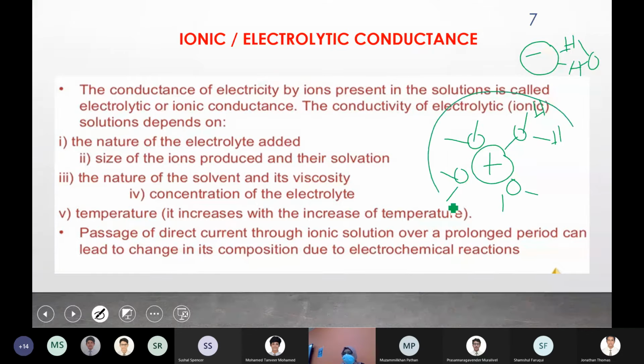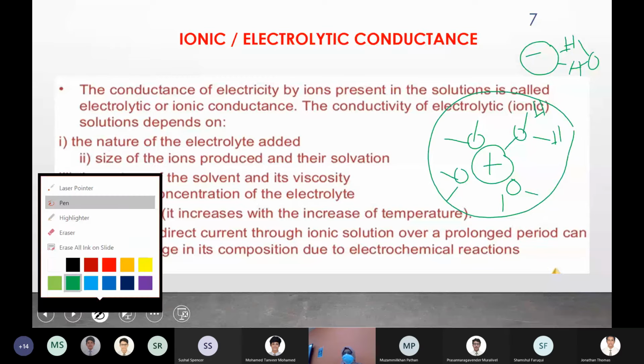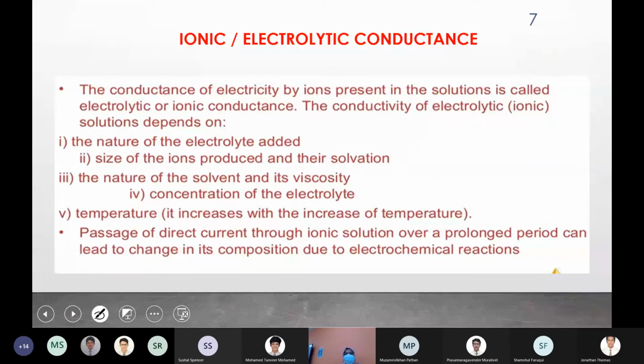Now the size of the molecule is different. All the ions may not make this kind of arrangement, but still that is also affected. That is why they say the size of ions or their solvation. That is the second point. What is solvation? Solvation means the type of interaction of the solvent molecules with the ions produced in the solution.